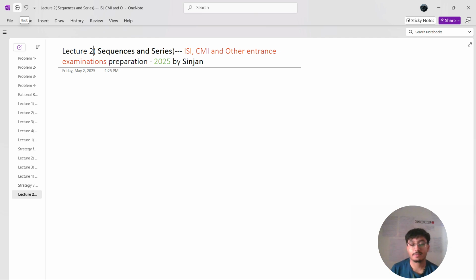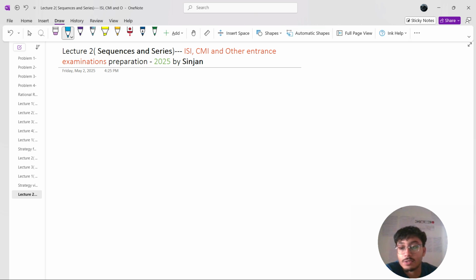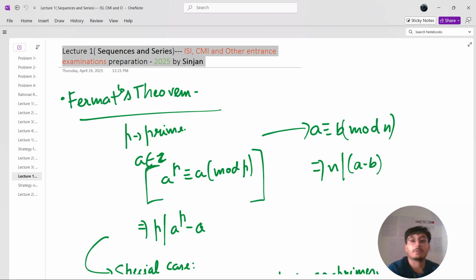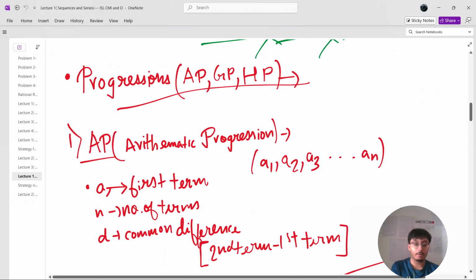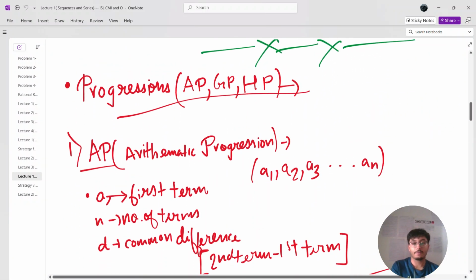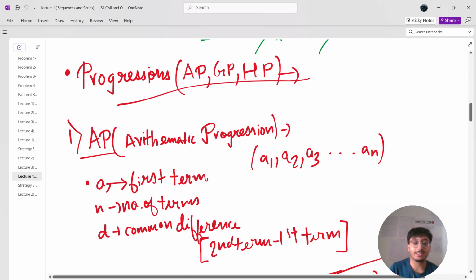Sequences and series. We started sequences and series. For all those who haven't watched my first video on sequences and series, let me give a small revision for you. So this was my sequences and series where I had first done a bit of number theory which was left, and then we had started with progressions: AP, GP, and HP.